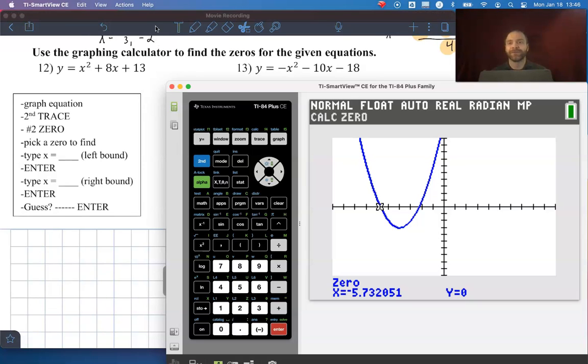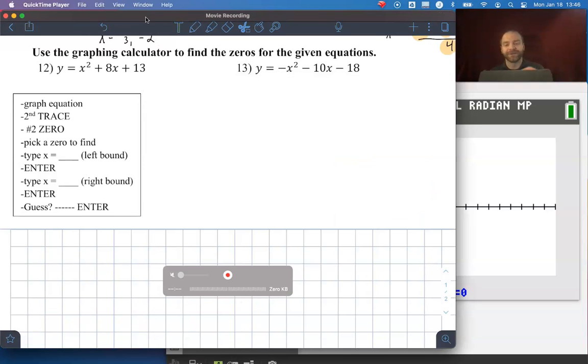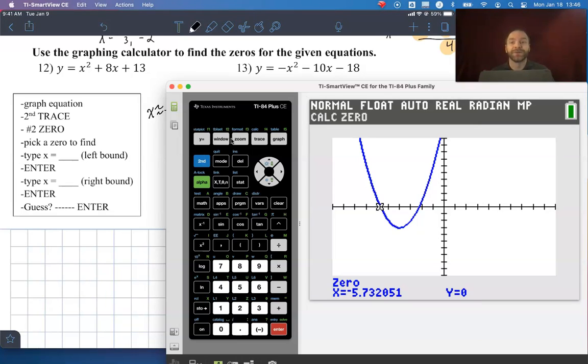And so I have x equals about -5.7. So let me write that down. X is approximately -5.7. So I was wrong with my -5.5, darn. However, the calculator is going to tell it to me. So I do it again.